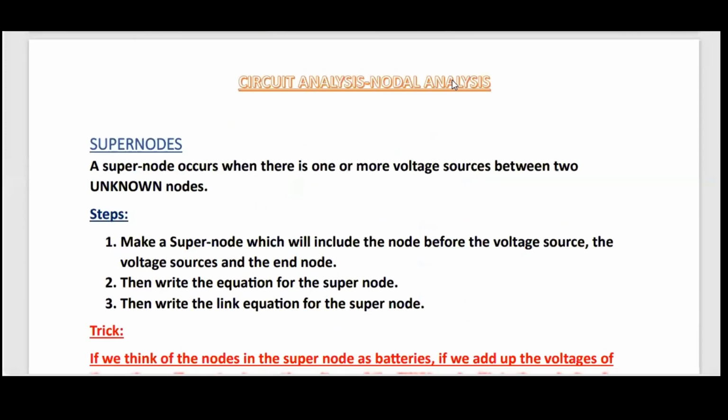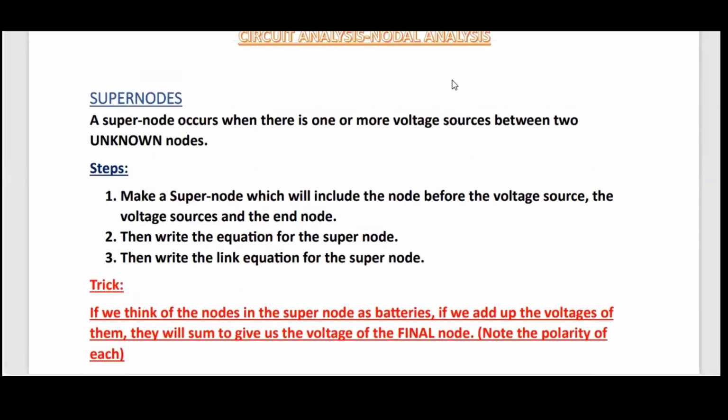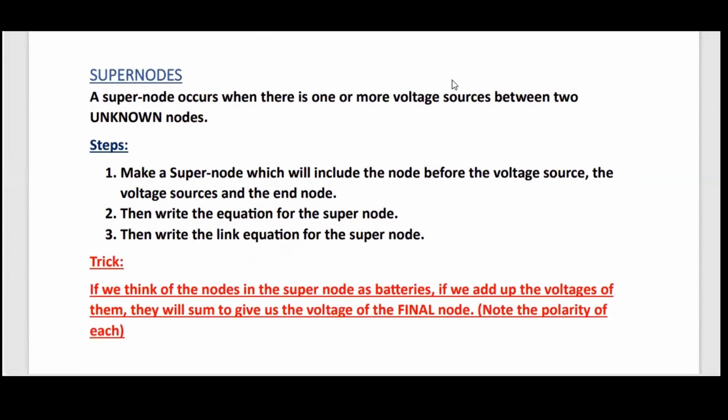So we continue. All right, supernodes. I'll go through this. A supernode, as I said, occurs when there's one or more voltage sources between two unknown nodes, just like I explained before. It doesn't have to be one battery. It could be something like this.